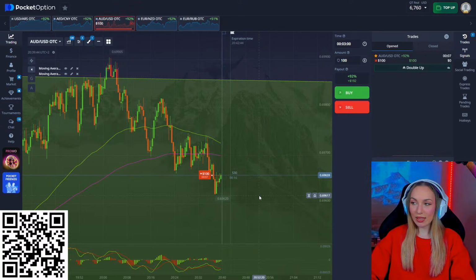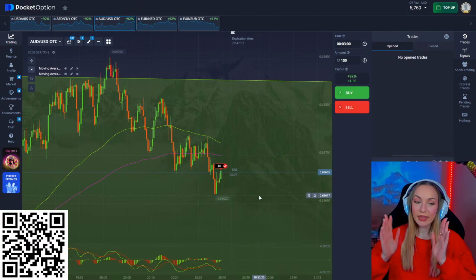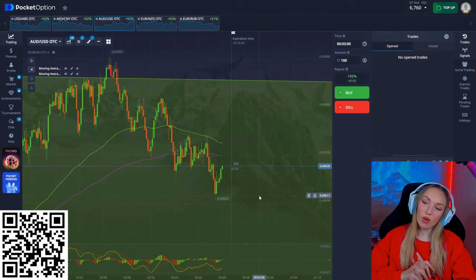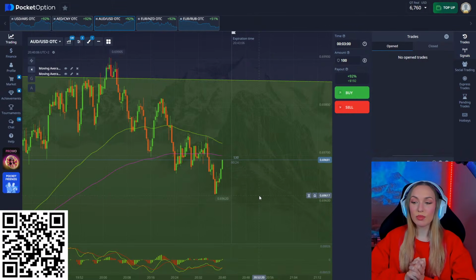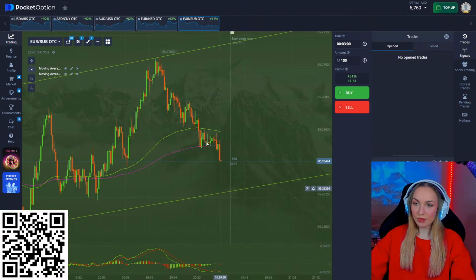AUD USD, I probably needed 2 minutes or 5 minutes. So here the problem was the time. The price was at the perfect moment. 2 minutes maybe would be better. I opened for 3 minutes, 2 minutes, or 5 minutes would be much better. Unfortunately, yeah. Okay, we are taking that and we are moving on.